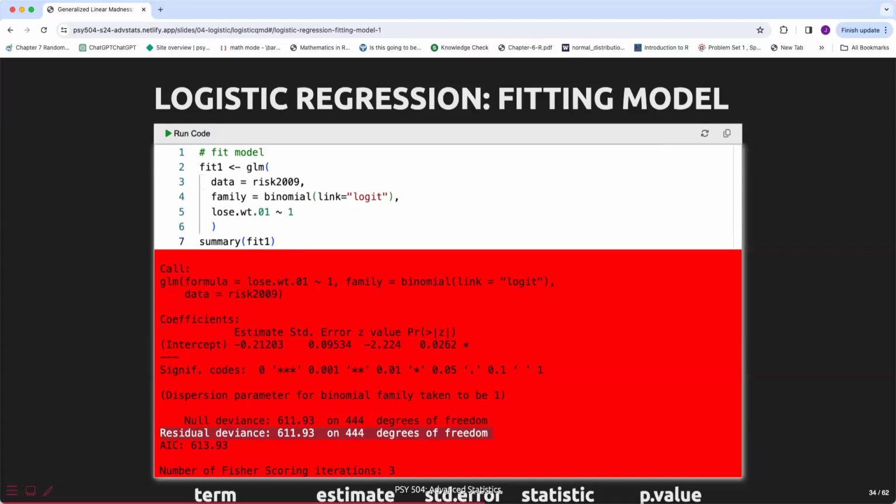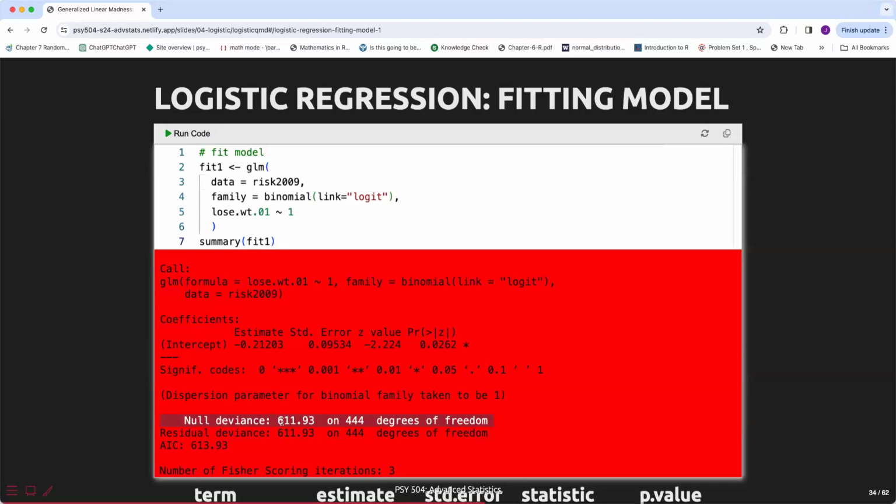Does anyone remember what the deviance is? Negative 2 times log likelihood, yep, correct. So that's what these values essentially represent. The null deviance would be the deviance for a model with no predictors, and our residual deviance would be a model with all of our predictors here.